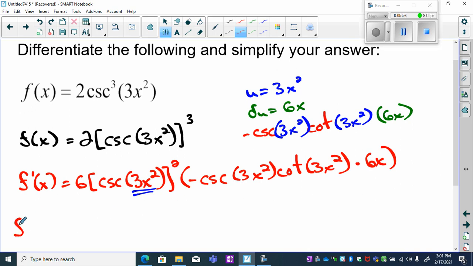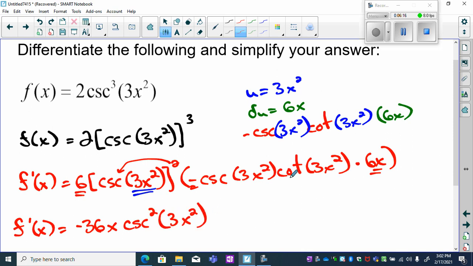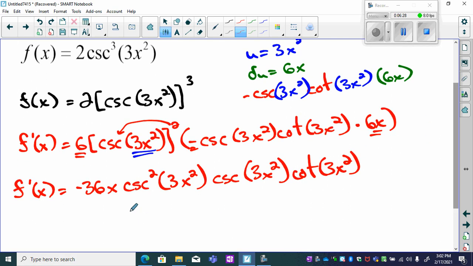All right, to clean that up, I would do the following. 6 times negative 1 times 6x. That would give me negative 36x. This, I'm going to pop that exponent back in here, so it would become cosecant squared, 3x squared. And then I'd have a cosecant 3x squared and a cotangent 3x squared. Now, you might notice that this will combine with this because I'm multiplying. And you didn't have to do this in two separate lines. You could do it in one.